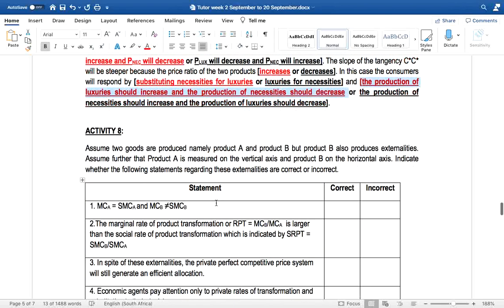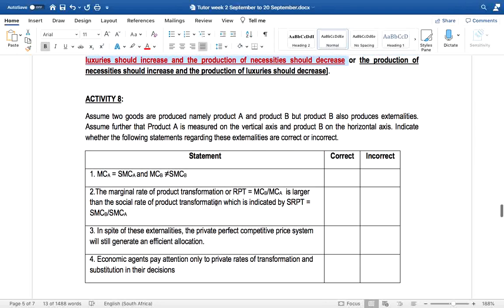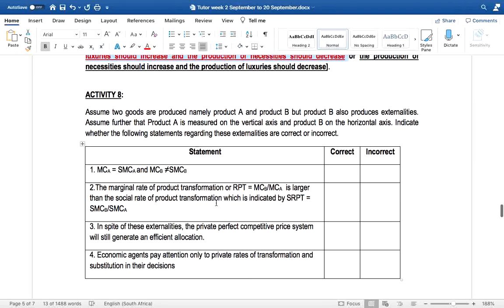So now let's look at activity 8. Assume two goods, namely product A and product B, but product B also produces externalities. Okay, so this is important. Product B produces externalities. Indicate whether the following statements regarding these externalities are correct or incorrect.